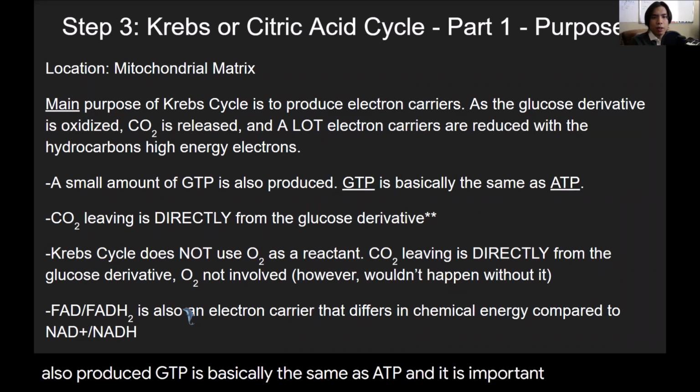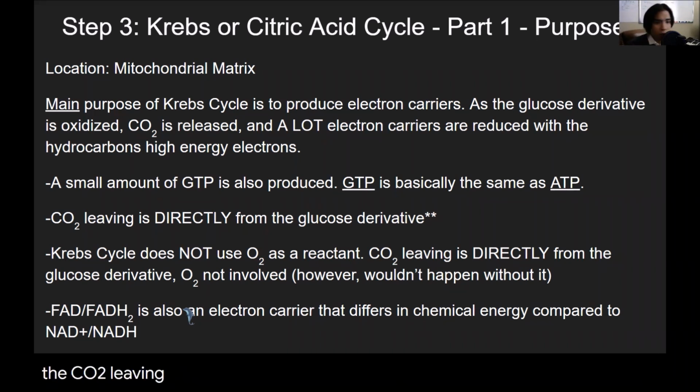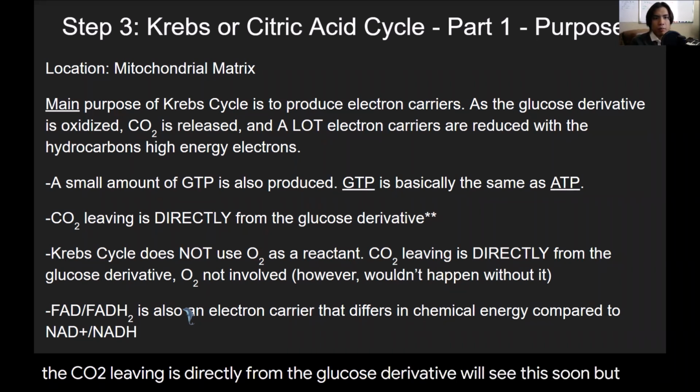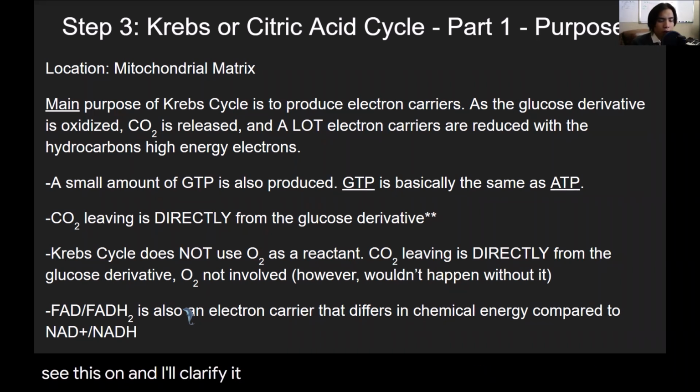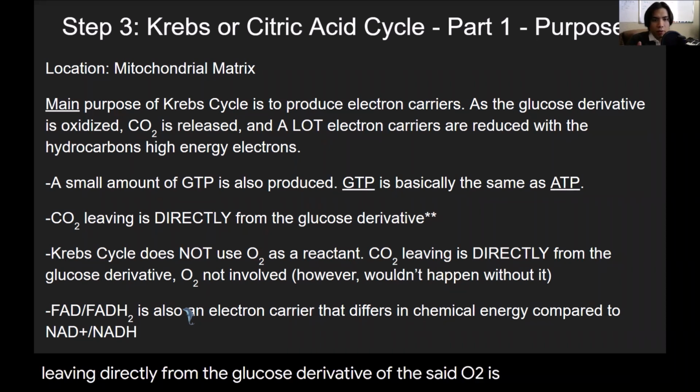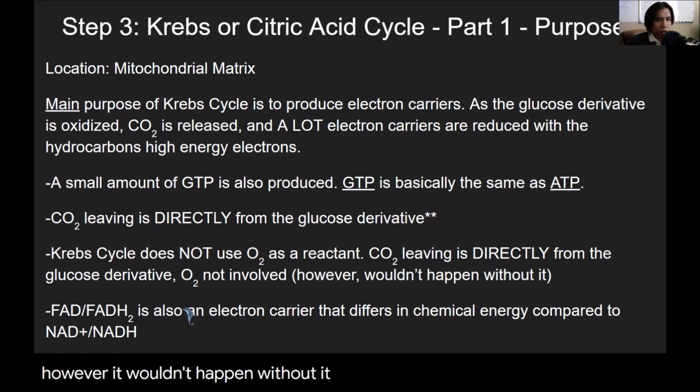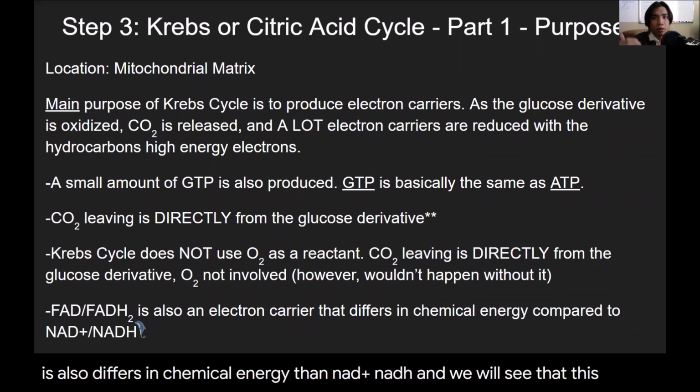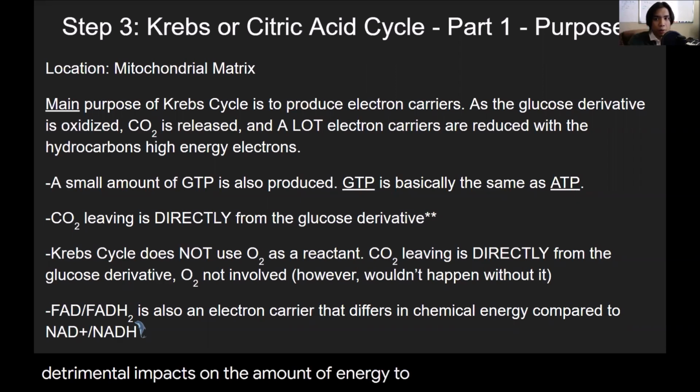It is important to note that the CO2 leaving is directly from the glucose derivative. We'll see this soon, but I'll clarify it: the Krebs cycle does not use O2 as a reactant. CO2 is leaving directly from the glucose derivative, as I said. O2 is not involved. However, it wouldn't happen without it, which we'll talk about soon. FAD and FADH2 also differ in chemical energy from NAD+ and NADH, and we will see that this has detrimental impacts on the amount of energy they can output.